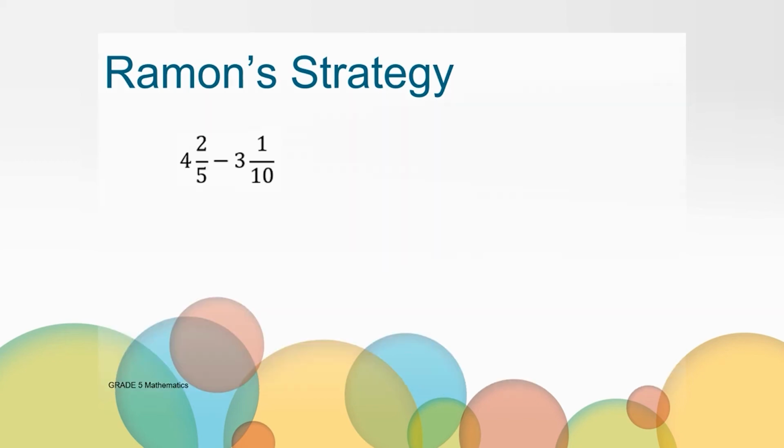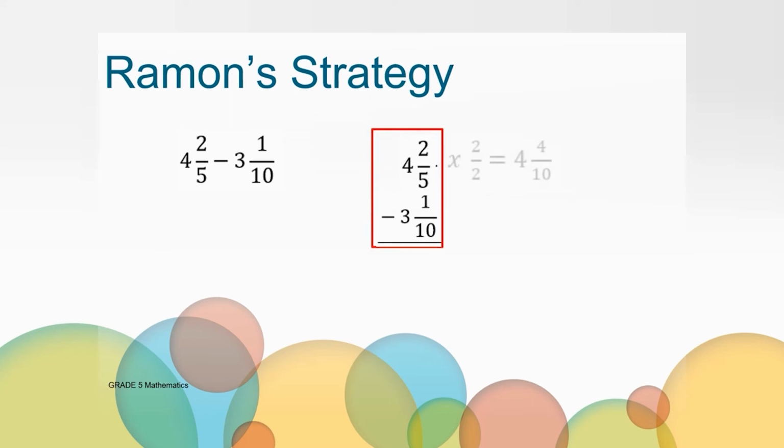He's not done yet. He knows he has to take the total amount of fudge, 4 2/5, and subtract 3 1/10, which is the vanilla and the chocolate that he just figured out. Raymond knew that he needed to find the common denominator between fifths and tenths. So he rewrote it vertically and multiplied 4 2/5 by 2/2, which gave him 4 4/10.